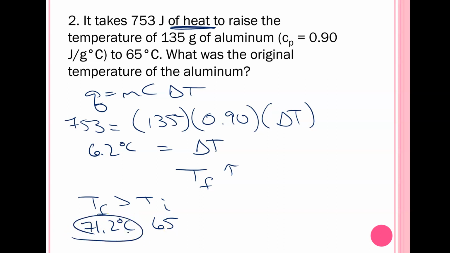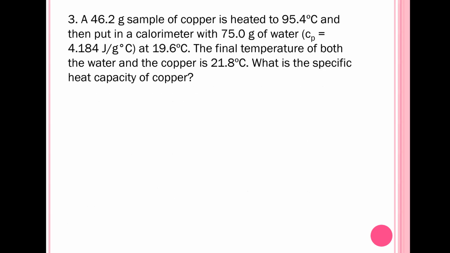Okay? Next one's a little bit harder. And this is something, again, we teach in first year chem. So you have two things going on. You have a system and a different system. Or one's the surroundings and one's the system. I would consider the water to be the surroundings, and I would consider the copper to be the system. And the final temperature of both water and the copper is 21.8.